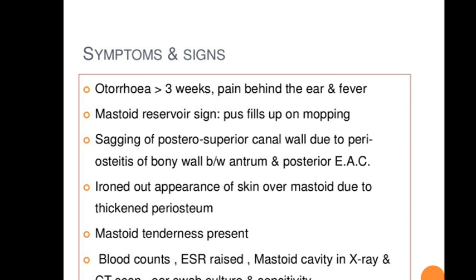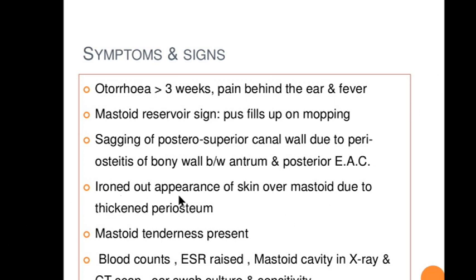Here they are saying the posterior canal wall, due to continuous periosteitis, is bowing down due to the increased pressure of the pus which is forming within the mastoid. And then how do we see it? If you look into the external canal of these patients, you will see the canal is narrowed. Why? The posterior wall of the canal is nothing but the boundary of mastoid, correct? That has continuously bowed down because of the pressure. So the posterior superior canal wall seems to be sagging because of periosteitis.